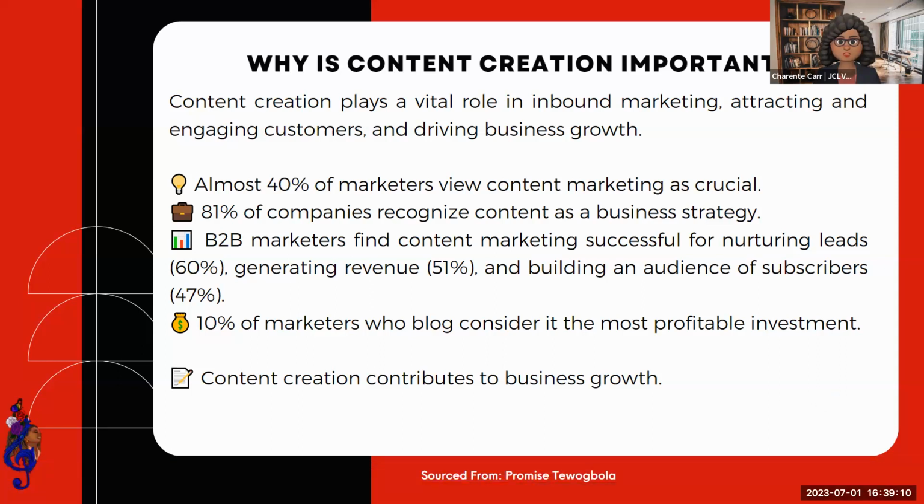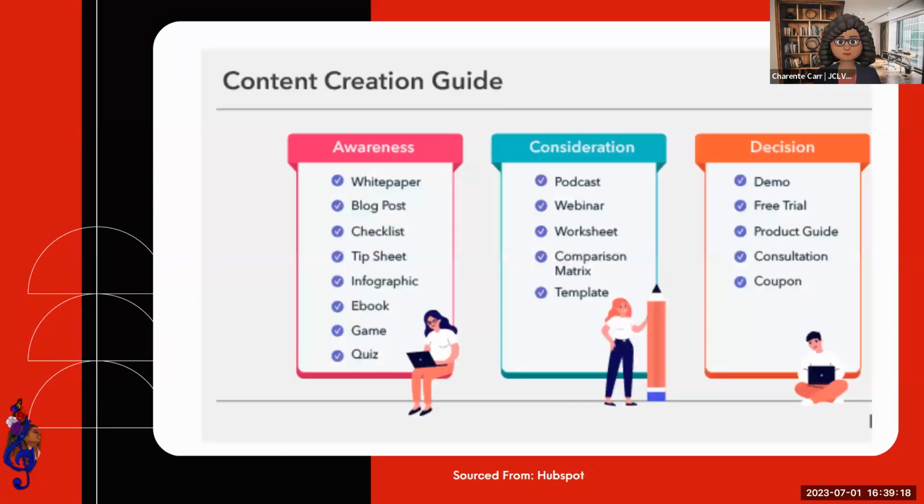Okay, so you want to make sure that you know what kind of content you want to do, because it is important to your business's growth. Just to give you an overview really fast, what kind of content are we thinking about? Awareness, consideration, decision; know, like, trust. Awareness, that is where you do a white paper, or a blog post, a checklist, a tip sheet, an ebook, a game, a quiz.